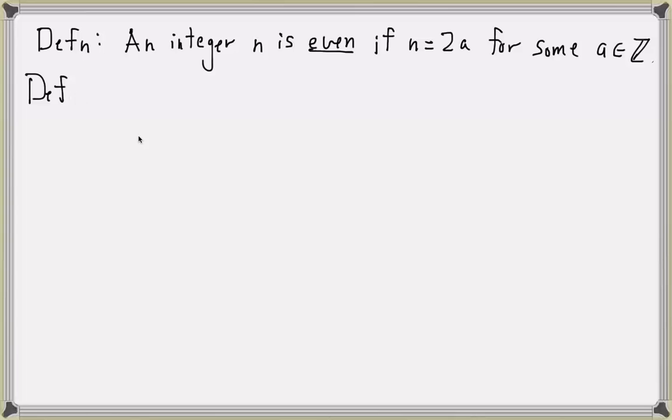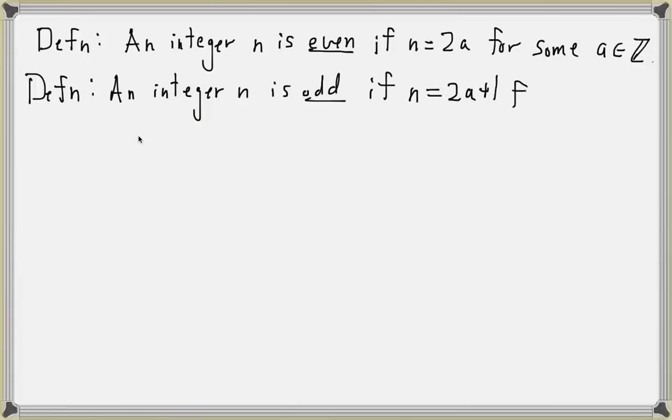If an even integer is a multiple of 2, we'll define an odd integer to be 1 more than a multiple of 2. So an integer n is odd if n equals 2a plus 1 for some integer a. Okay? So let's look at some theorems about even and odd numbers.